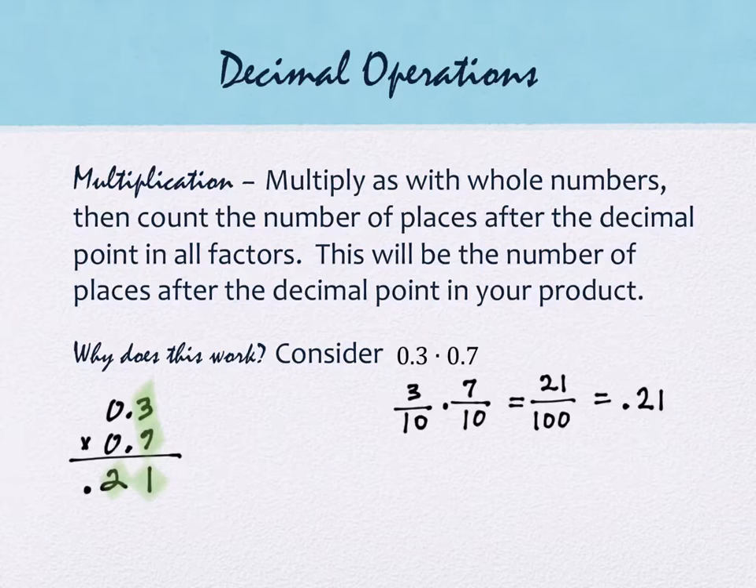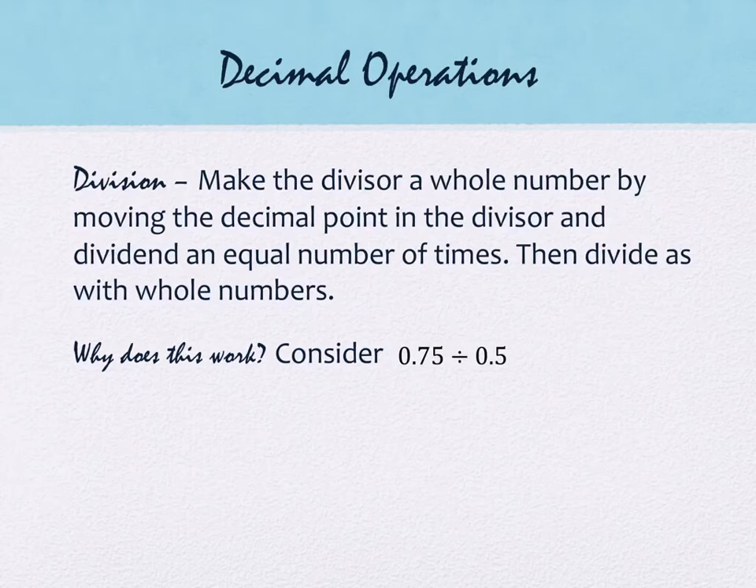And then our last operation is division. So with division, we make the divisor a whole number by moving the decimal point in the divisor and the dividend an equal number of times. Then we divide as with whole numbers. So why does this work on the next page? So you have 75 hundredths divided by 5/10.